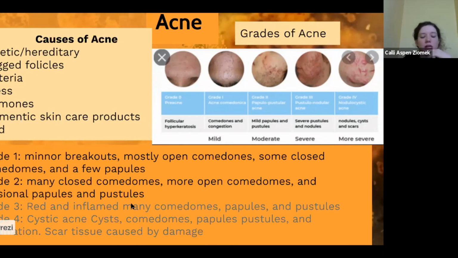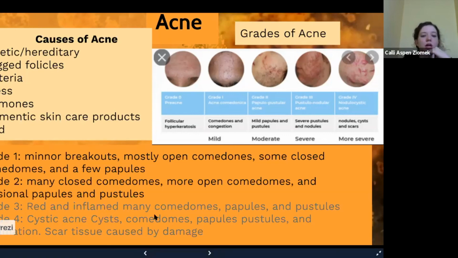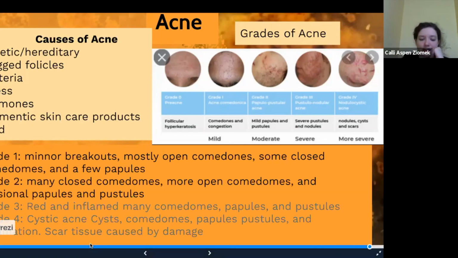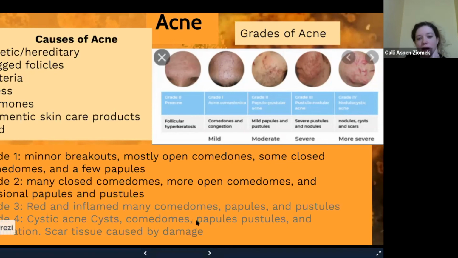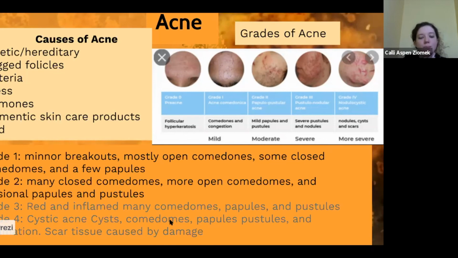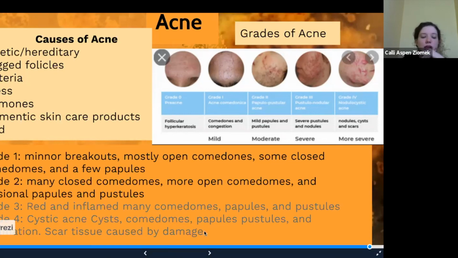Grade 4 is always going to be a dermatologist. This is where your cystic acne is. So you'll have cysts, you'll have comedones, papules, pustules. It'll have a lot of irritation, and these ones will actually cause the skin to scar and be permanently damaged, is your grade 4.